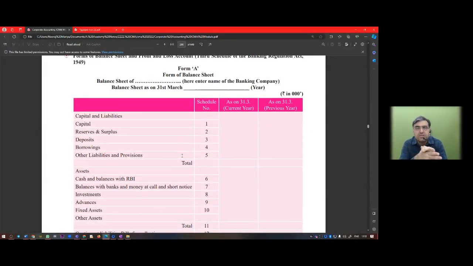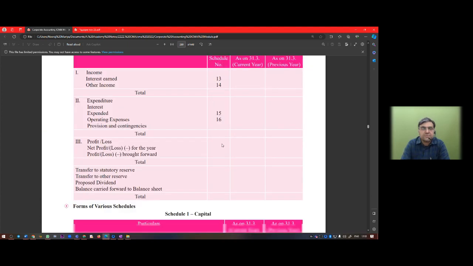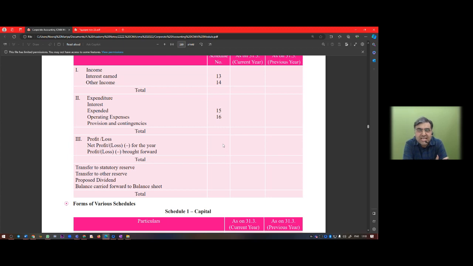Capital, reserve, surplus, deposits, borrowings, other liabilities and provisions, cash in hand, balance with RBI, balance with other banks, money at call, short notice, investments, advances, fixed assets, other assets, contingent liabilities and bills for collection. Income schedule 13 and 14, interest earned, other incomes 15 and 16, interest expended, operating expenses, and another is provisions and contingencies.